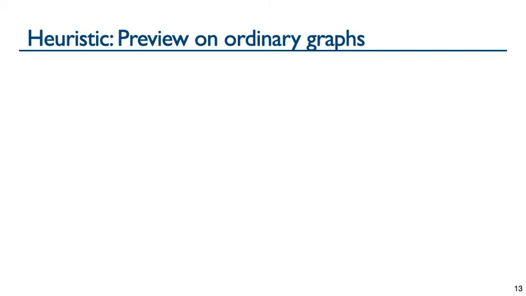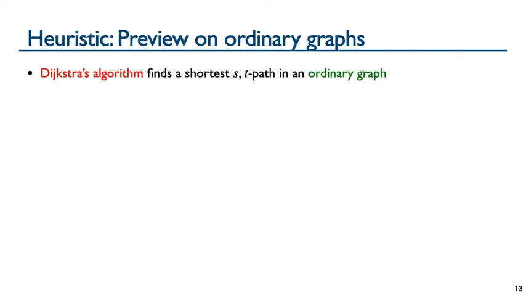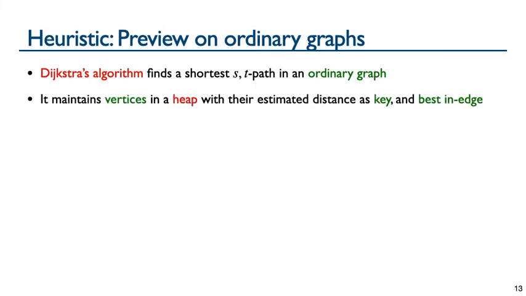To preview our shortest hyperpath heuristic, I will start by introducing Dijkstra's shortest path algorithm for ordinary graphs, which will then be contrasted to our heuristic, which proceeds in a similar manner, but with key differences. Dijkstra's algorithm finds a shortest ST path in ordinary graphs. It maintains a heap of vertices, prioritized by their estimated distance from the source as their key, and each vertex holds on to its best inedge.